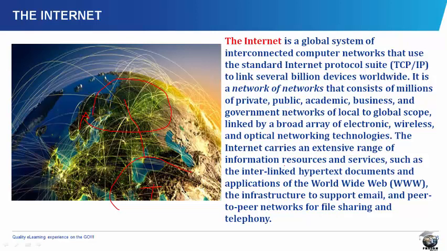The internet carries an extensive range of information resources and services, such as the interlinked hypertext documents and applications of the World Wide Web, that is WWW, and the infrastructures that support email and peer-to-peer networks for file sharing and telephony. Now, when we go to a web page, we see a hypertext document. That is the Hypertext Transfer Protocol, the World Wide Web. When we send an email, we have another protocol that is called the Messaging Protocol, and also we have other networks like our Facebook, that is a peer-to-peer network, and other networks for file sharing, that is our download sites, such as WAPDAM and the rest of them, where we download things from the internet.